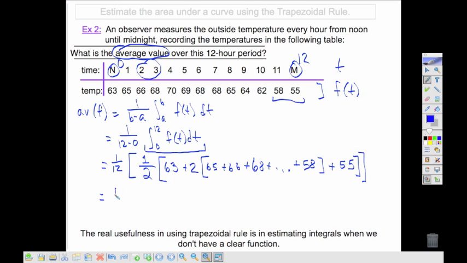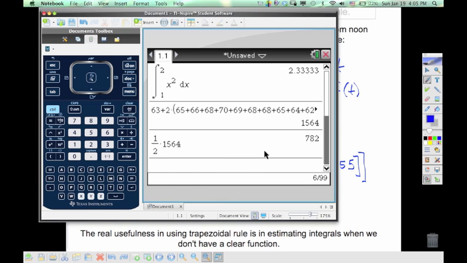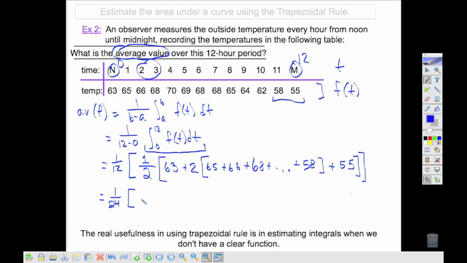And if I work this out, so I have 1 over 24 here with the 12 times 2, and then working those, I just put them in my calculator, and that gives me 1564. And when I plug that into my calculator, it comes to 65.1667. Notice that's a reasonable average because it is between these values that are given. And that would be measured in degrees.